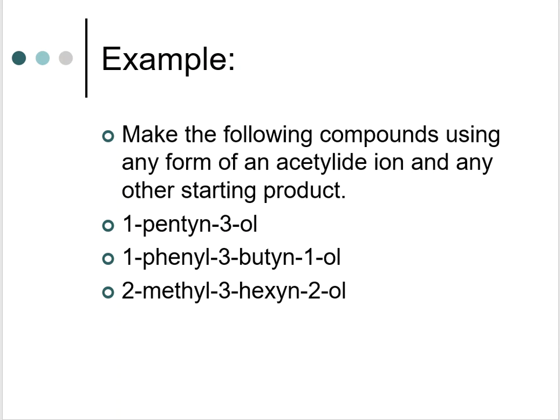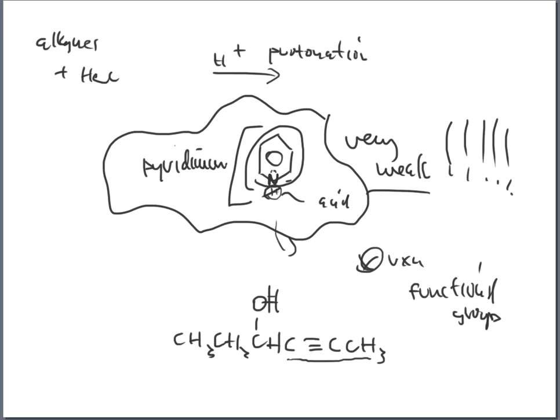All right, so make the following compounds using any form of an acetylide ion and any other starting product. And we get 3 examples. The first one is 1-pentyne-3-ol. Here's the problem. If you do not remember how to name a triple bond, you're going to struggle with these examples, because they are assuming that you're an expert in everything that we've talked about already.